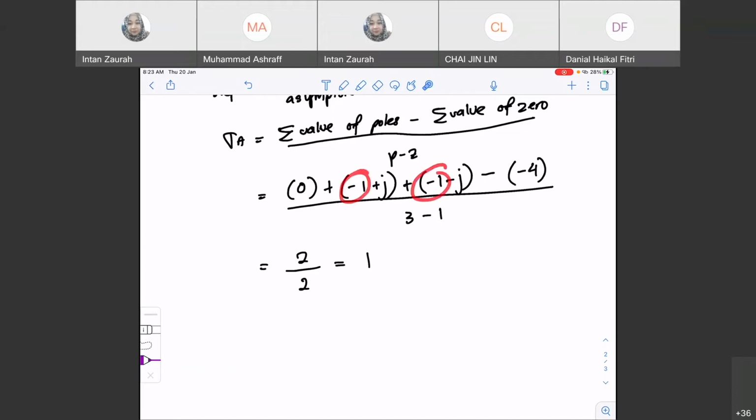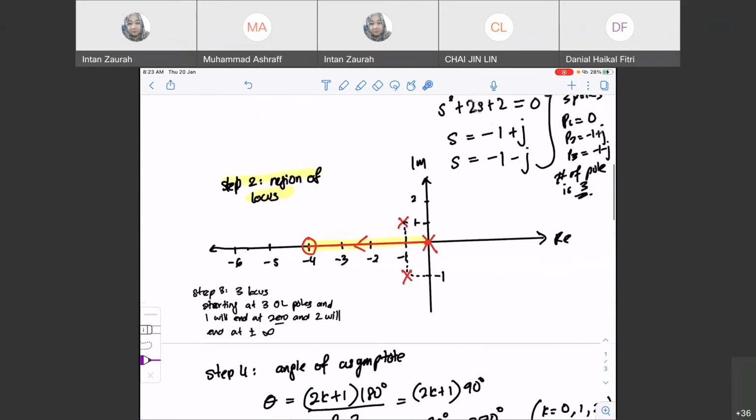Let me check again. Minus 1 is minus 2. Minus 2 plus 4 is 2. 3 minus 1 is 2. 2 divided by 2 is 1. So this is where your asymptote will be. So it's actually going to be on the positive side.